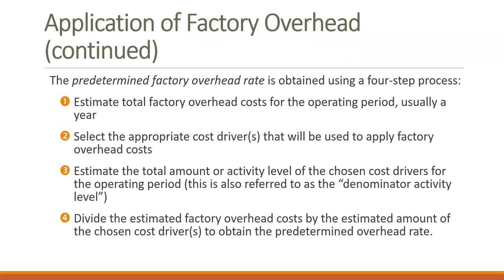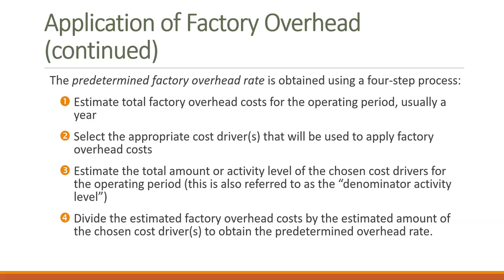We have a four-step process for determining what that predetermined overhead rate is. The first thing that we have to do is estimate what our total factory overhead is going to be for that operating period. We generally do this for a year. Then we select the appropriate cost driver that we're going to use to apply our factory overhead costs, whether it is direct labor hours, direct labor costs, machine hours.